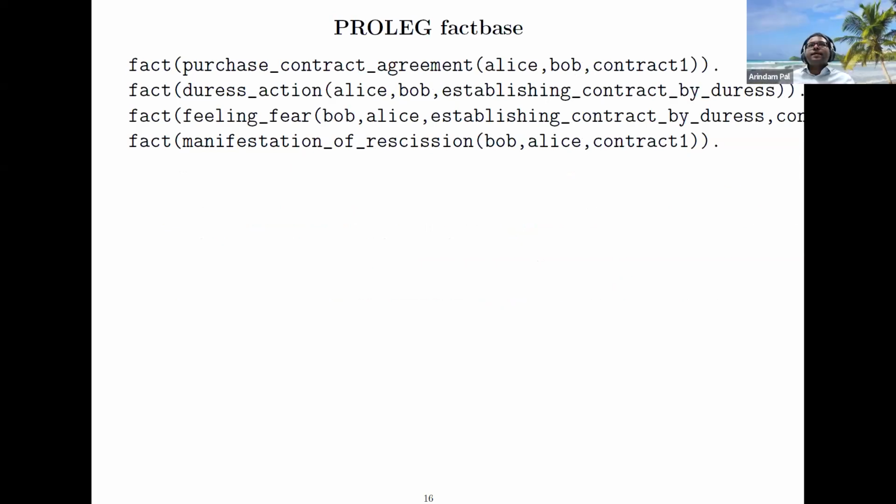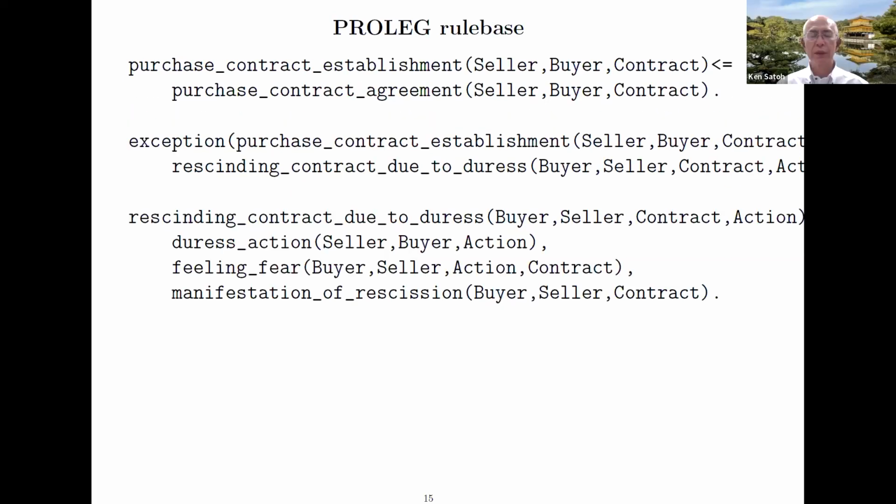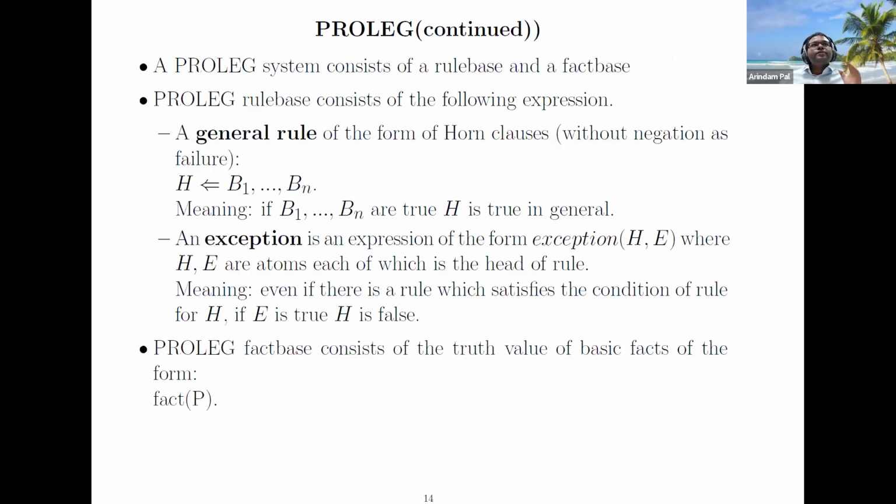Professor Sato, I have a question. I need a clarification. Can you please go to the previous slide? So in this case, you said H is implied by B1, B2, Bn, but there can be exceptions. Now suppose there is one rule H implied by B1, B2, Bn, and there is another rule exception HE. Suppose B1, B2, Bn all are true, as well as E is also true. So is it that exceptions will always override the general rule?